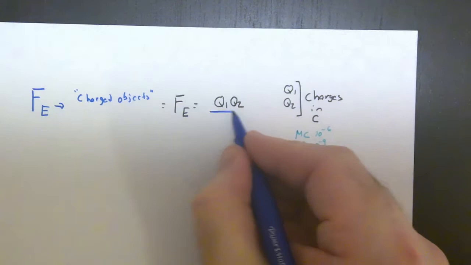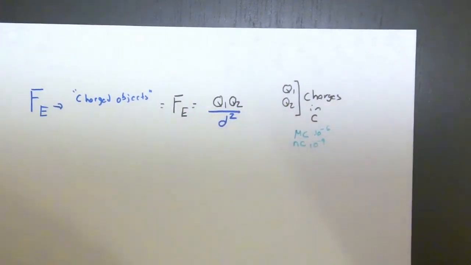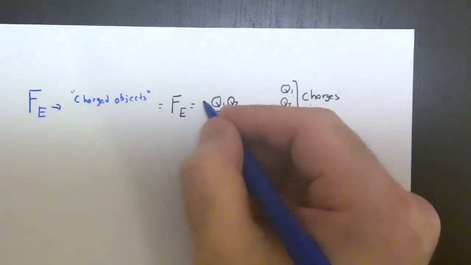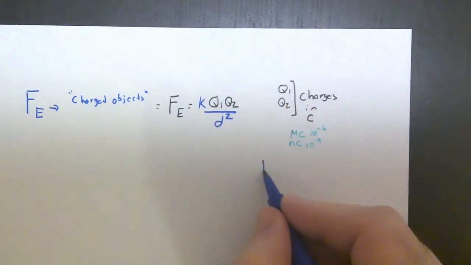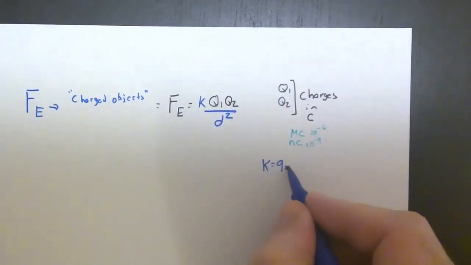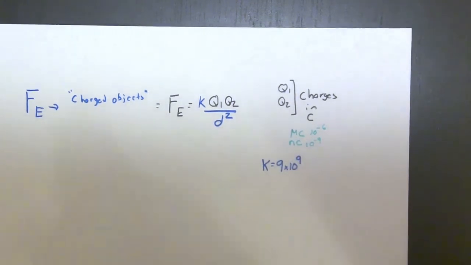Distance matters as well. It's over d squared. The farther away they are, the less they're going to attract or repel. We have to use absolute value, you might remember, because negative doesn't matter here. Finally, k is the constant, kind of like gravity. It's 9 times 10 to the 9th. So this is our basic relationship between two charges.